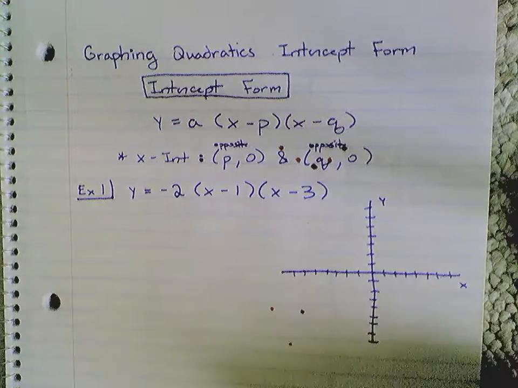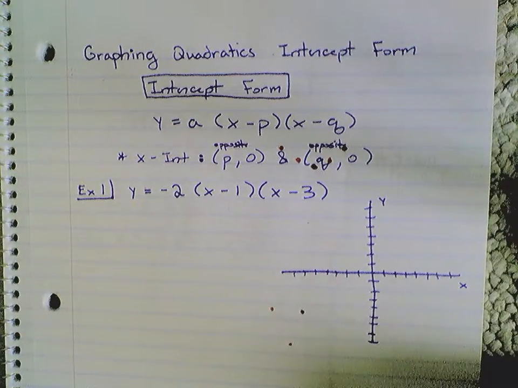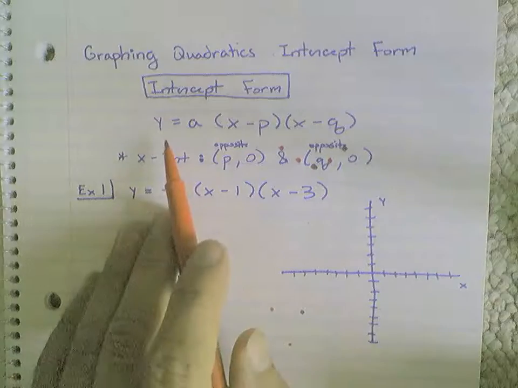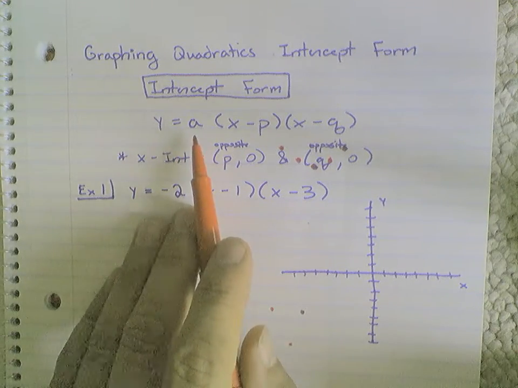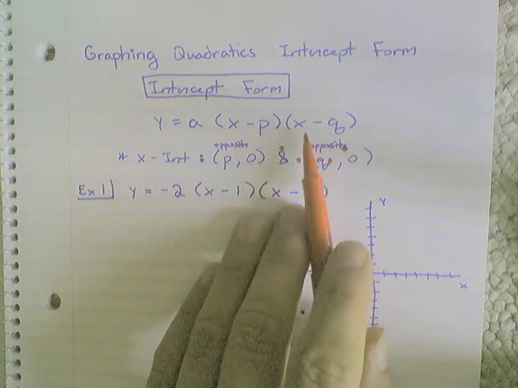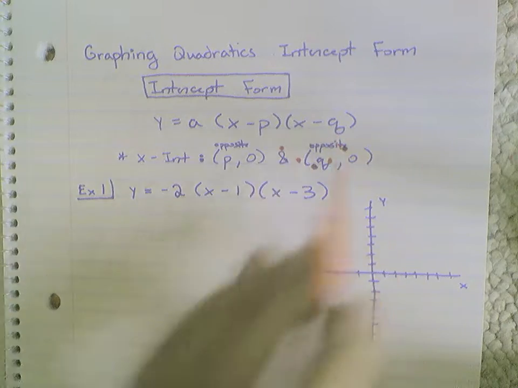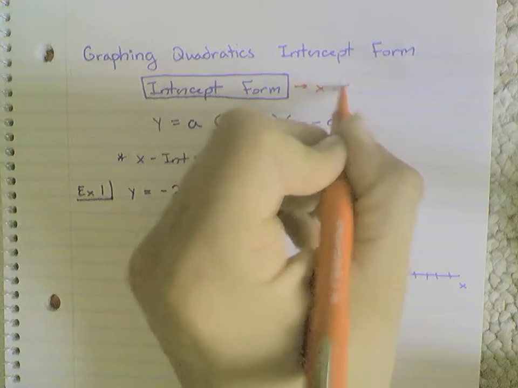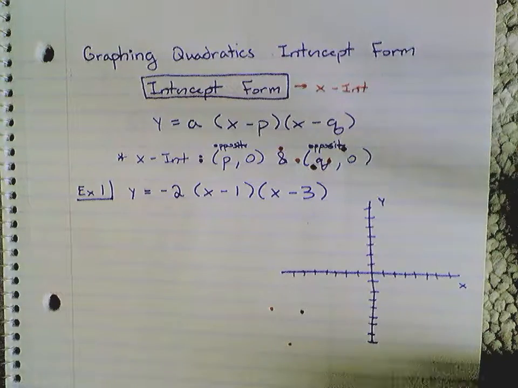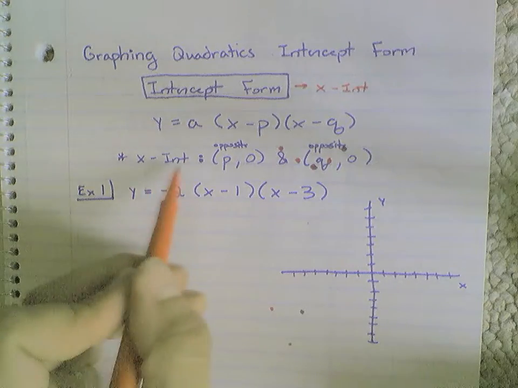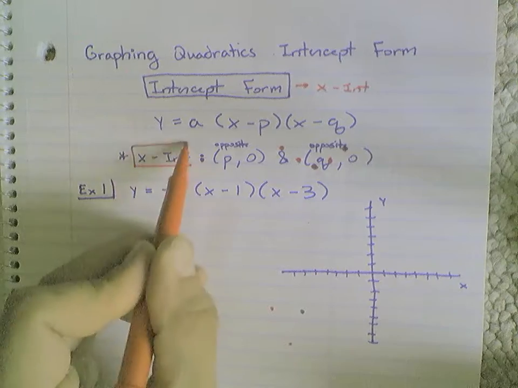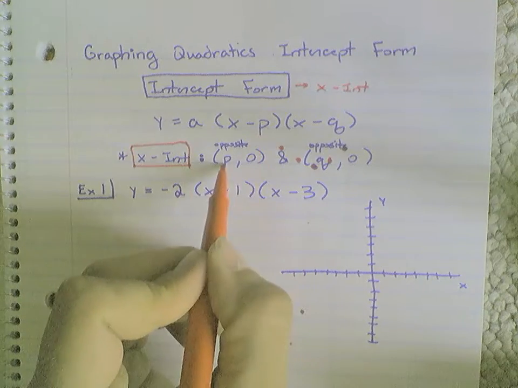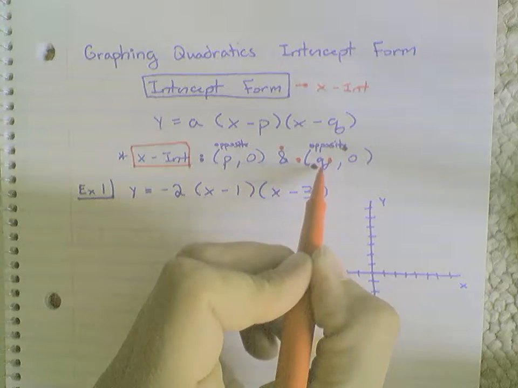Alright, now we're going to take a look at graphing quadratics in intercept form. So in intercept form, y equals a times x minus p, x minus q. And intercept form really gives us the x-intercepts on our graph. So we find our x-intercepts by taking the opposite of p and the opposite of q.